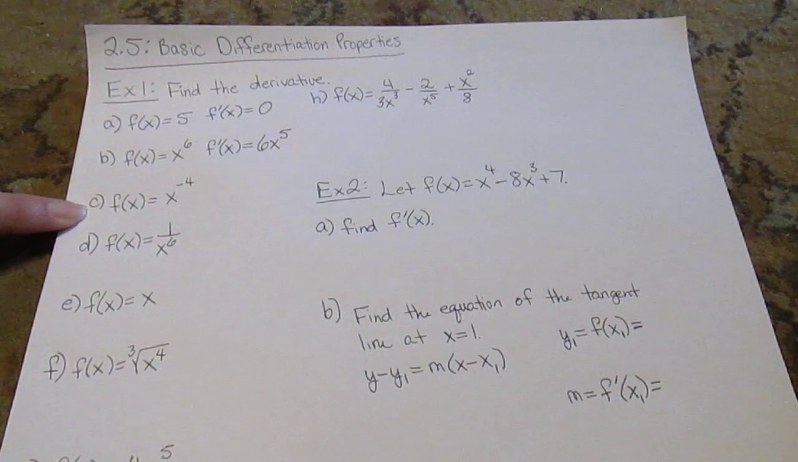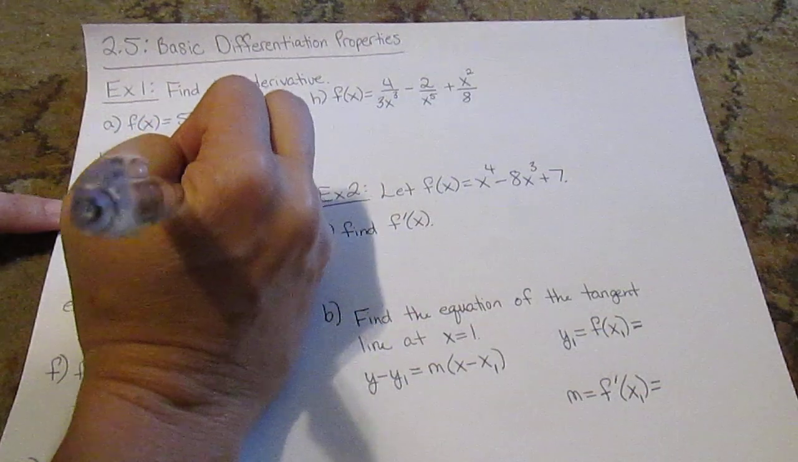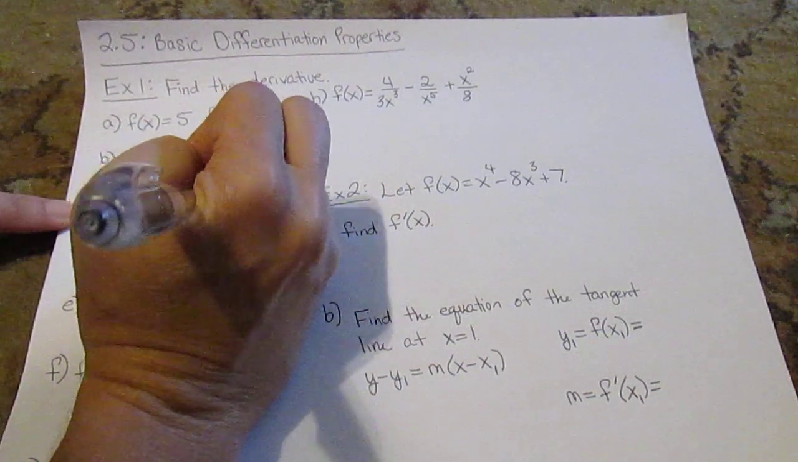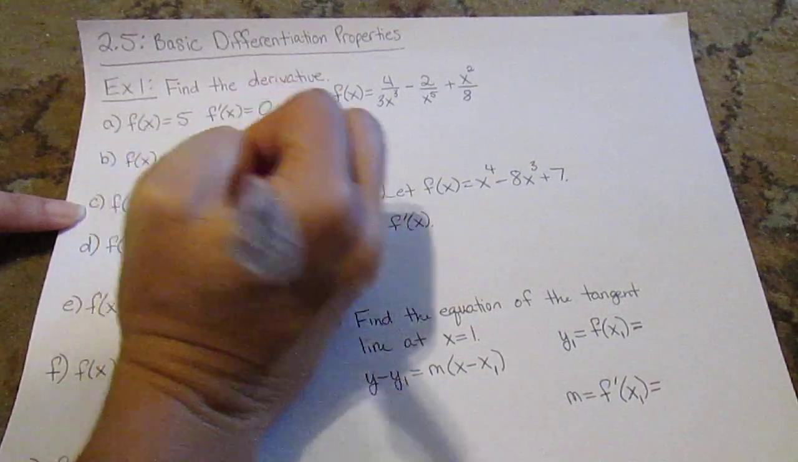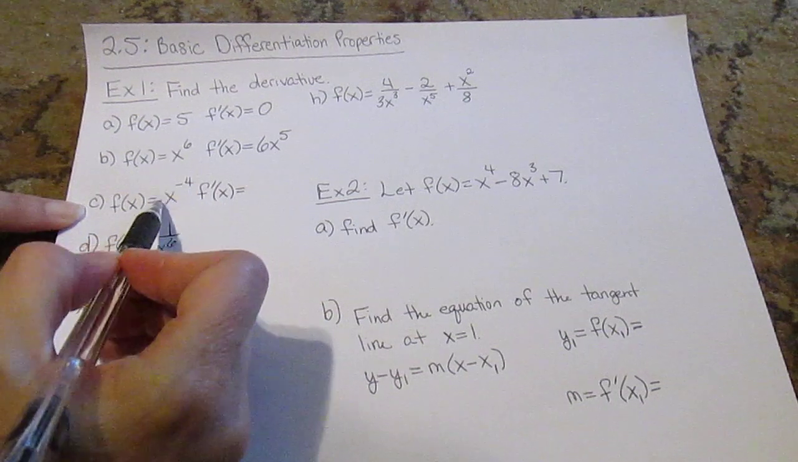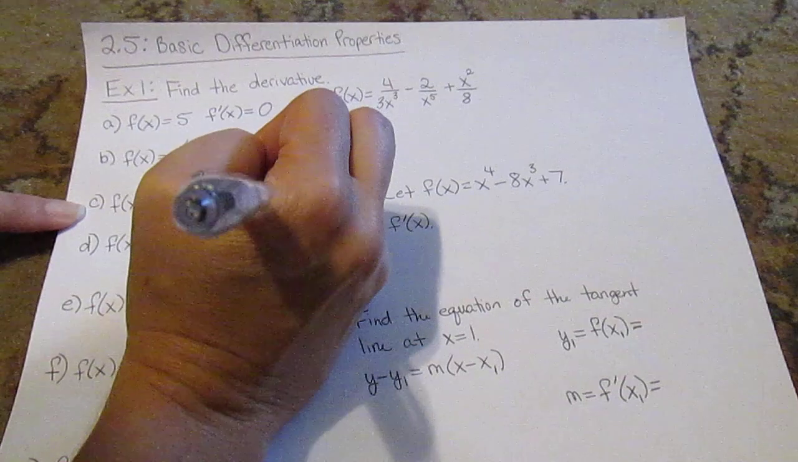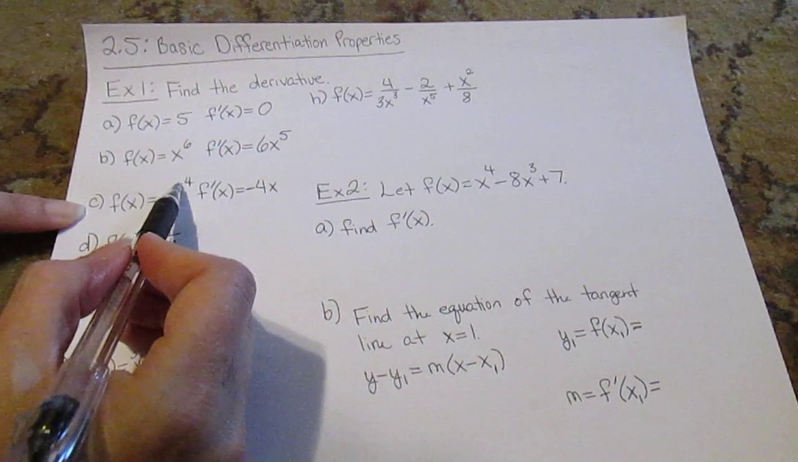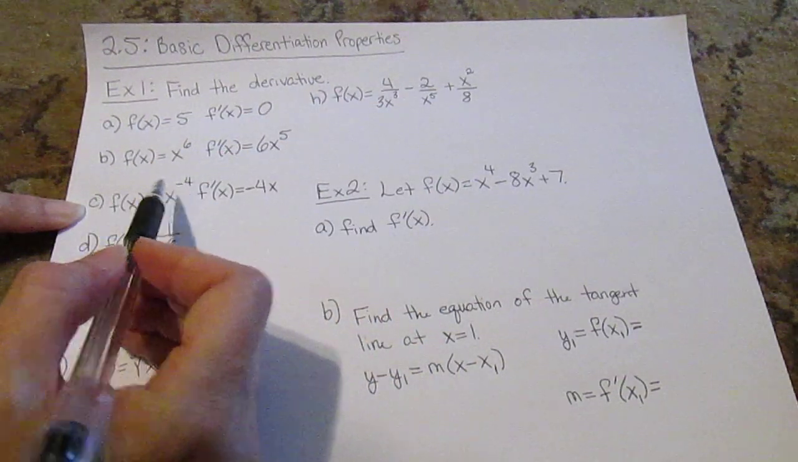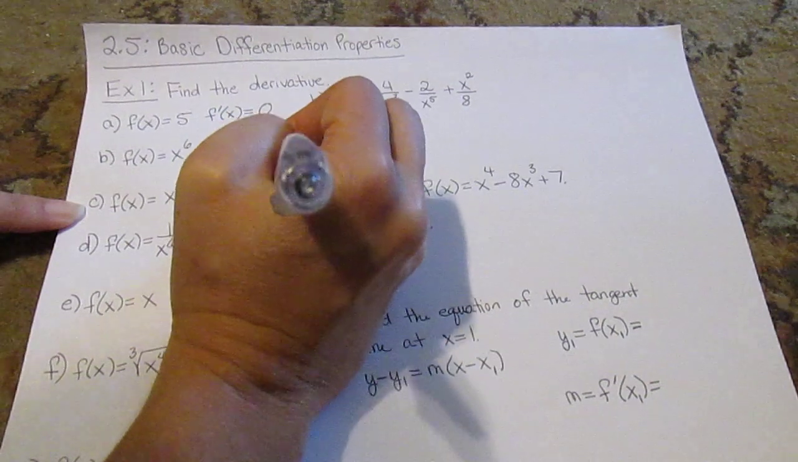Okay, part C, f of x equals x to the negative 4. Okay, well, the derivative f prime of x equals, bring the negative 4 down in front, and then negative 4 minus 1 is a negative 5.